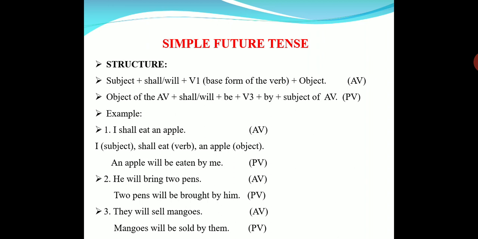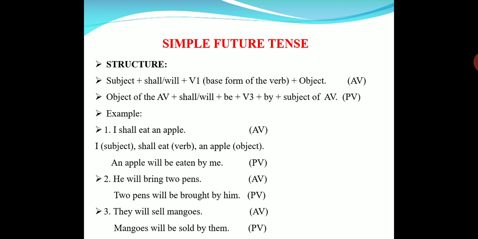Let us see the examples. I shall eat an apple. I is the subject, shall eat is the verb part, and what is the main verb? Eat. Shall is a modal. And an apple is object. Now object becomes subject, an apple.